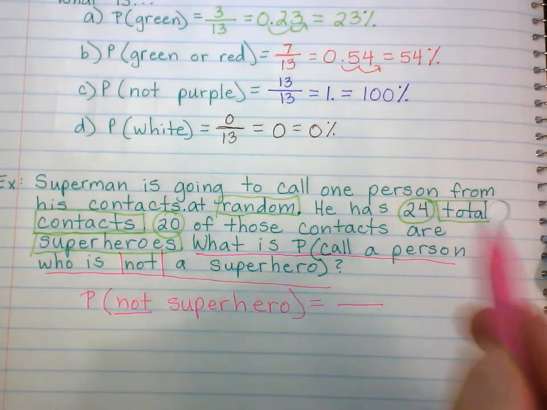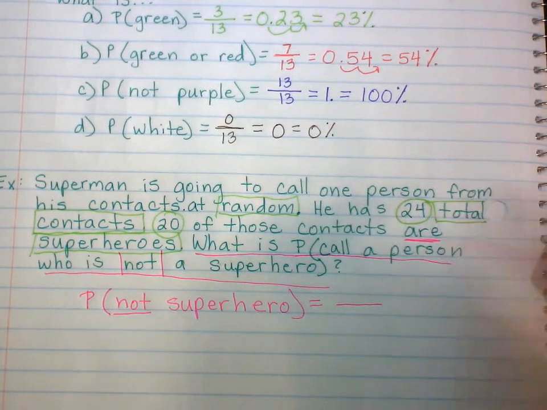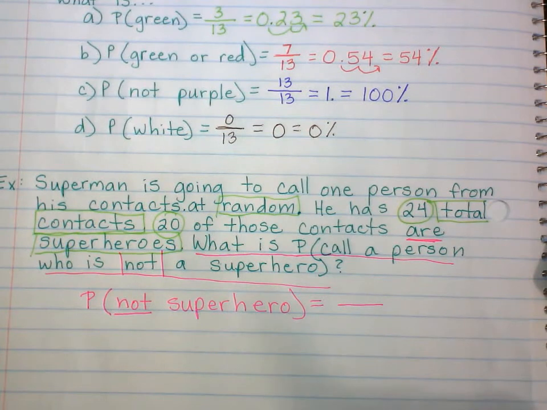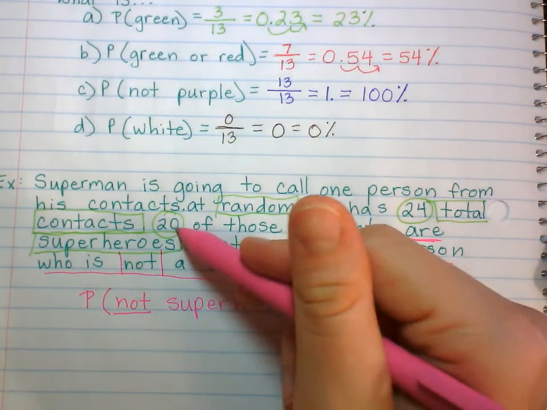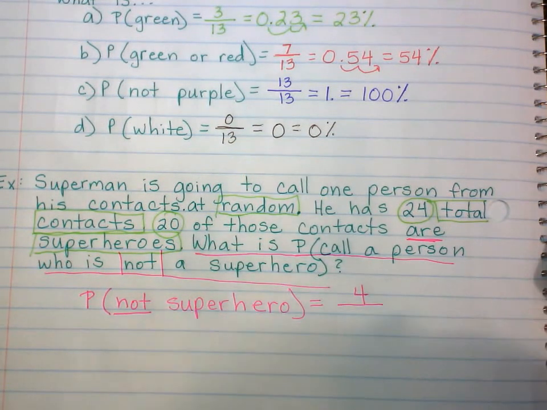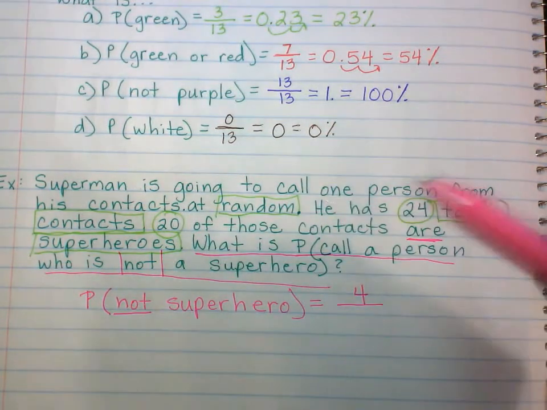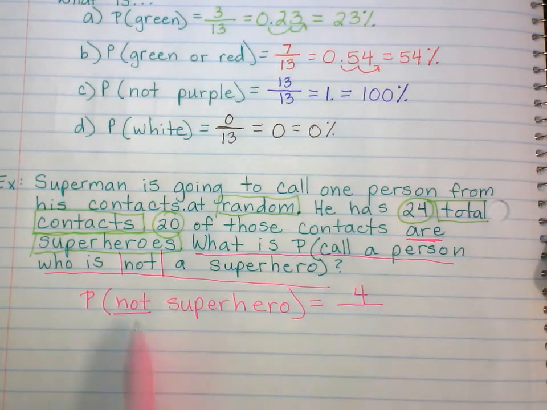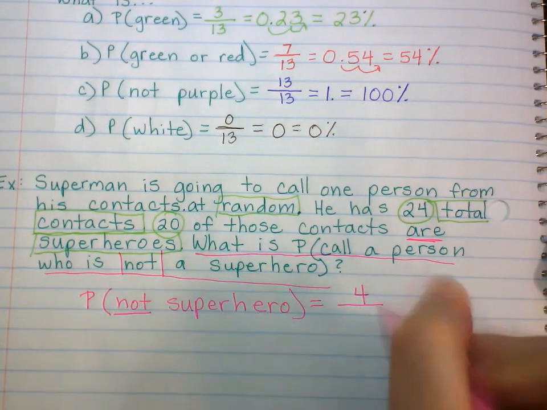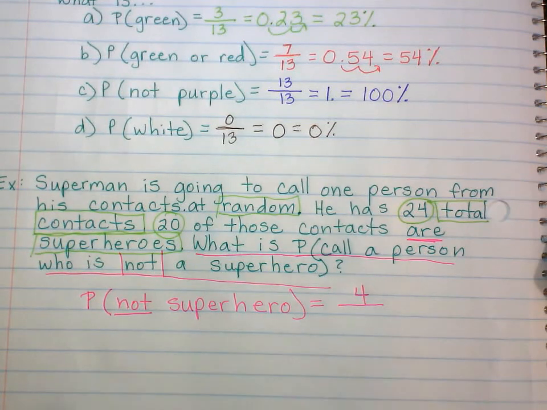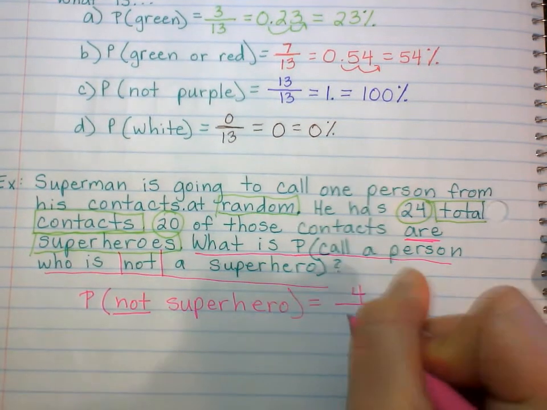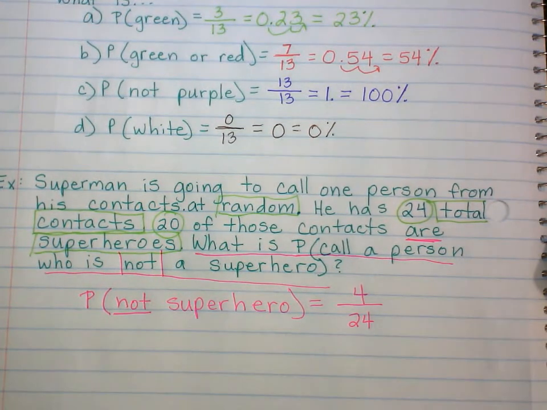Well, if 20 of the 24 contacts are superheroes, then that means 4 of them are not superheroes, because 24 minus 20 is 4. So if we have 24 contacts and 20 of them are superheroes, then that means that there's 4 left that are not superheroes. 4 out of how many contacts total? How many possible outcomes are there if he just randomly picks a contact? Well, there's 24 options. So the probability that he's not going to pick a superhero is 4 out of 24. Okay?